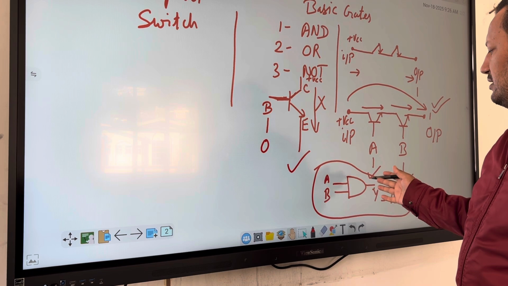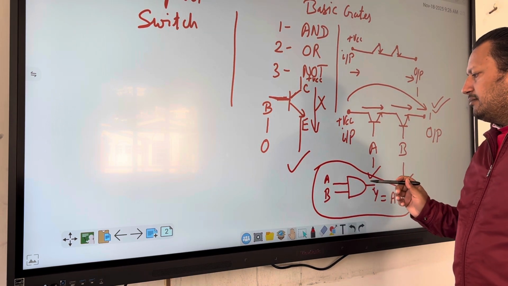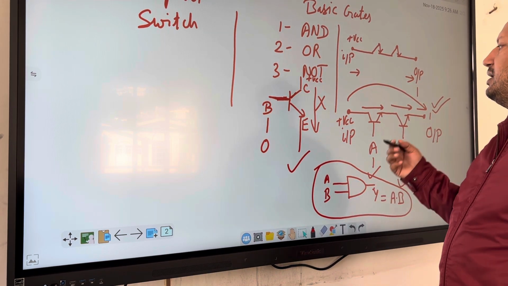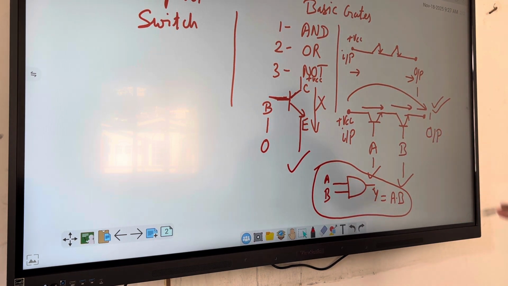So why do we need this type of diagram? To study the circuits, we need this type of diagram. But in actual, when you make an AND gate through transistors, you will make it like this.